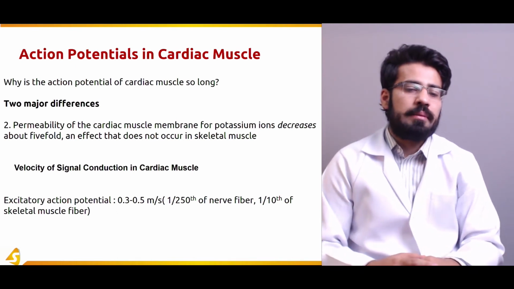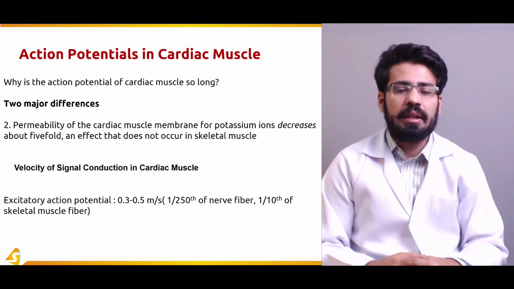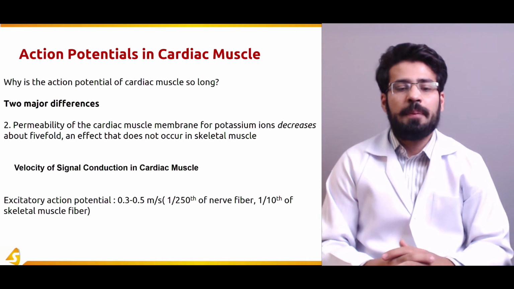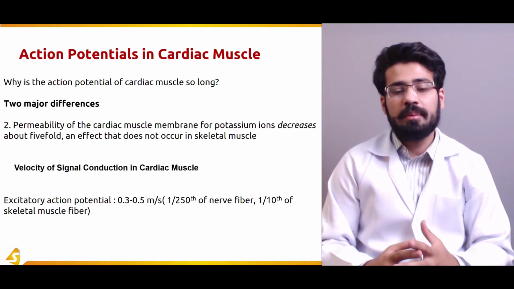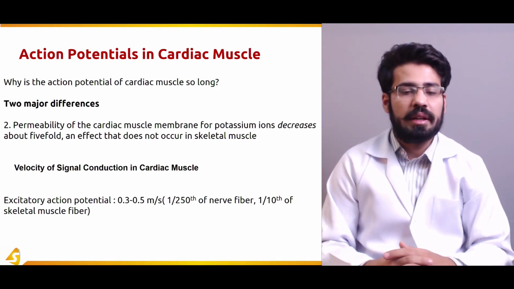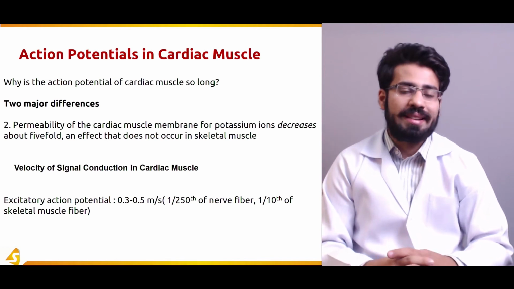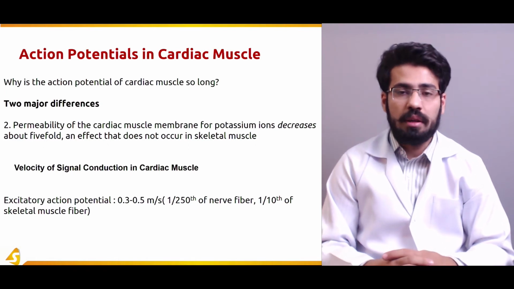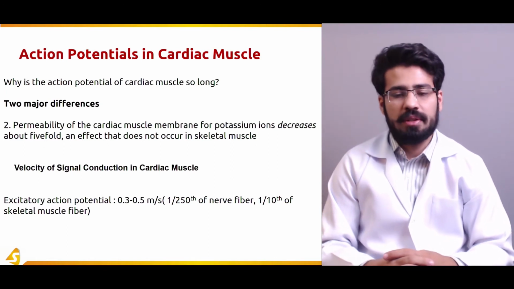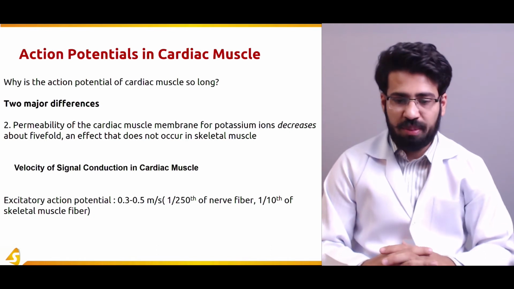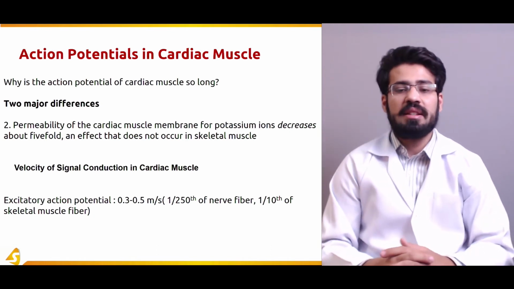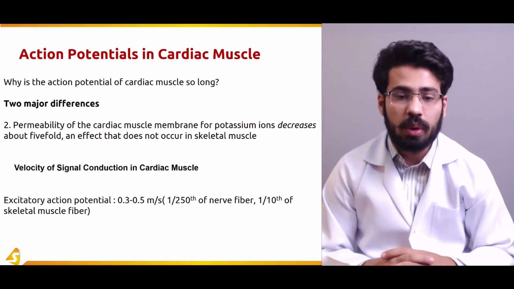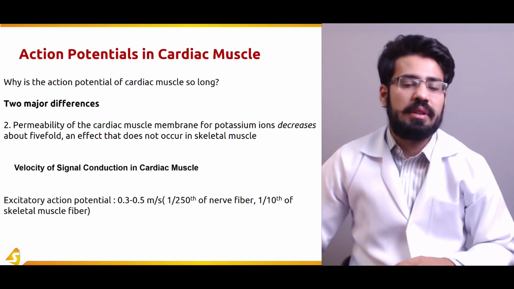This is followed by the velocity of signal conduction in the cardiac muscles. What I mean by this is that, as the signal is conducted, the excitatory action potential moves with a speed of 0.3 to 0.5 meters per second. Now, this speed is of prime importance. This is about 1/250th of the speed in a nerve fiber, and 1/10 of the speed in a skeletal muscle fiber.